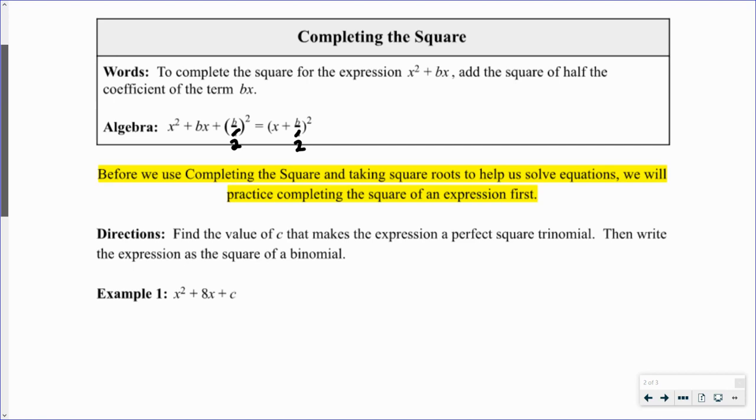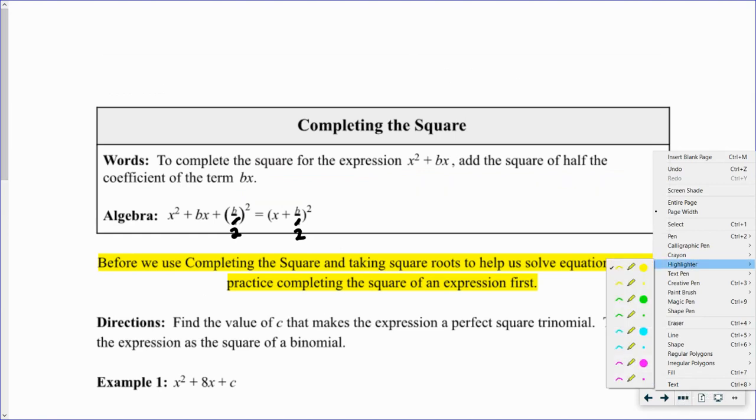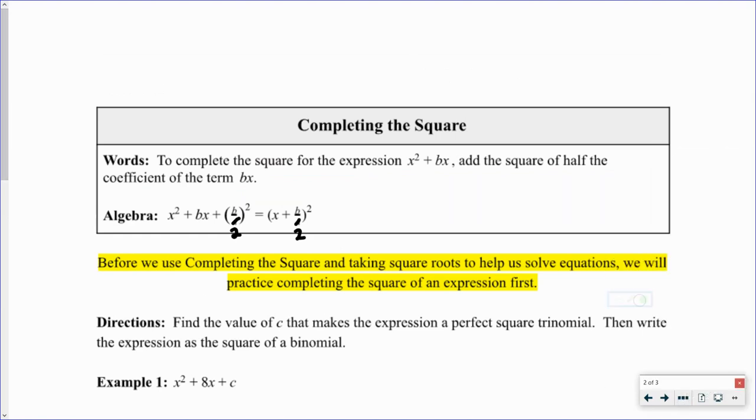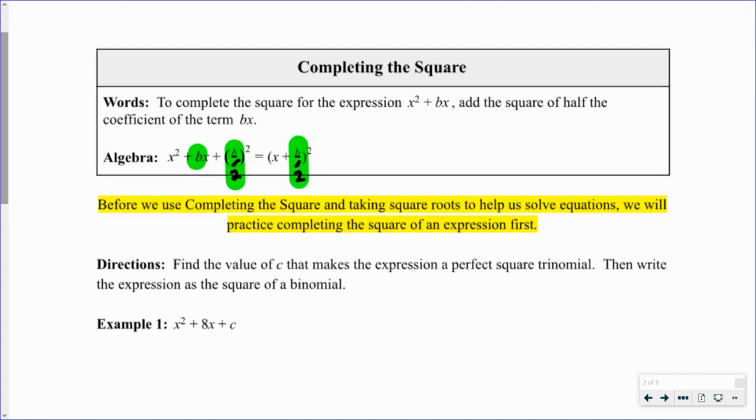Completing the square is what it says up on the top. So in words, to complete the square for the expression x squared plus bx, add the square of half the coefficient of the term bx. There was a typo in the notes, but that should be fixed by the time you see this. All we're doing here is adding half of the middle term squared to make this a perfect square.